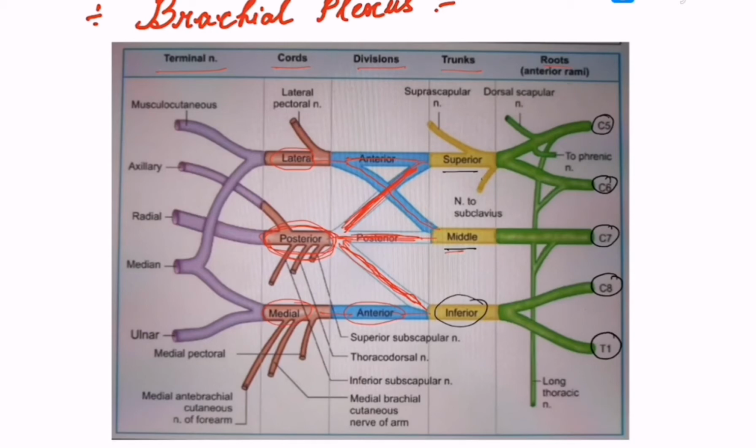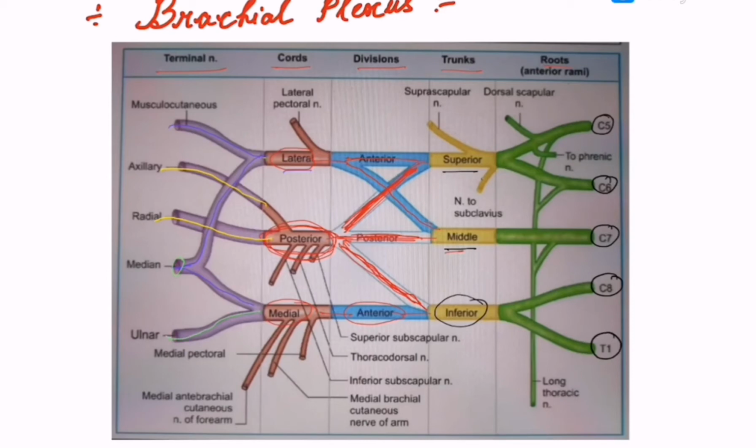Now, the lateral cord divides into the musculocutaneous nerve. One branch comes and forms the median nerve along with a branch of the medial cord. Here you see. Now, the posterior cord gets divided into the radial nerve and the axillary nerve, and the medial cord gets divided, one branch forming the median nerve along with the branch of the lateral cord, and another forming the ulnar nerve.